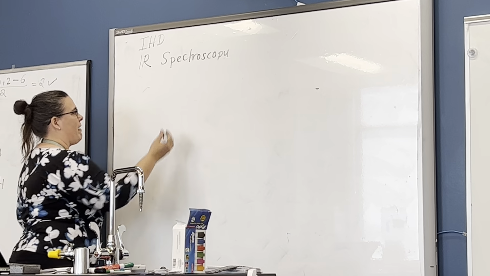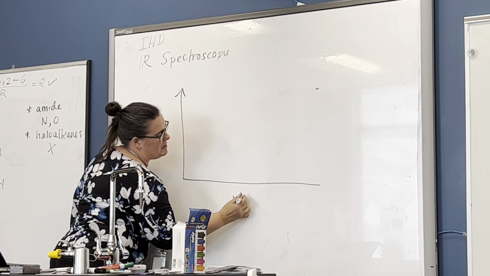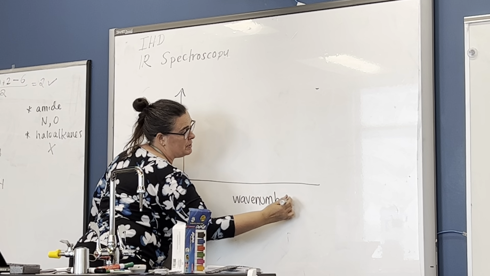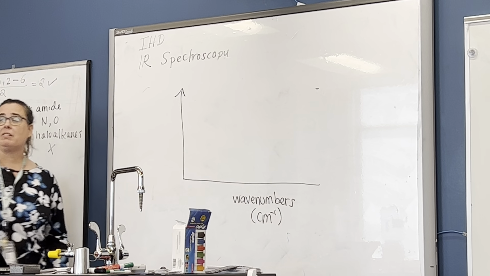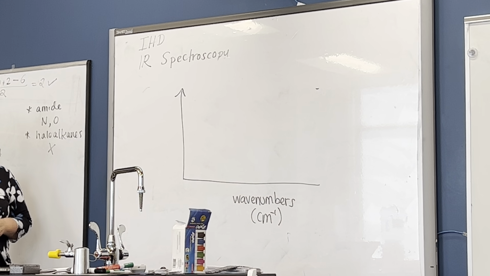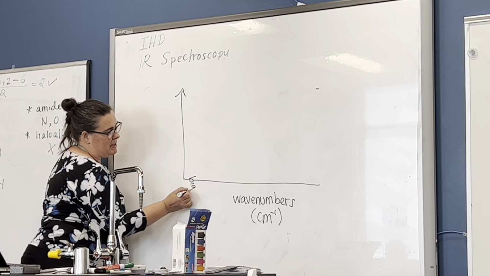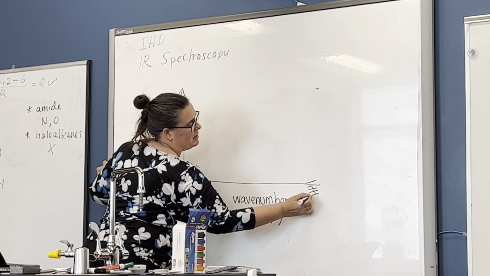I've got part of my graph. So an IR spectrum is going to have wave numbers. All of the numbers in your data booklet are in wave numbers. You will never convert into or out of them. Here's the next thing that's going to surprise you. I'll put the big numbers here. I'll put the little numbers here.